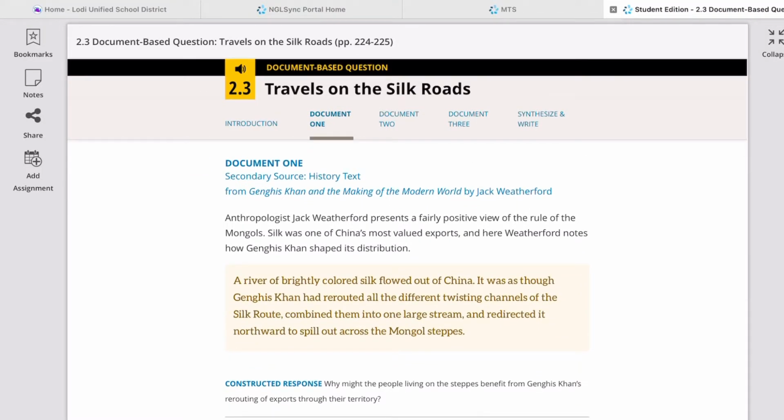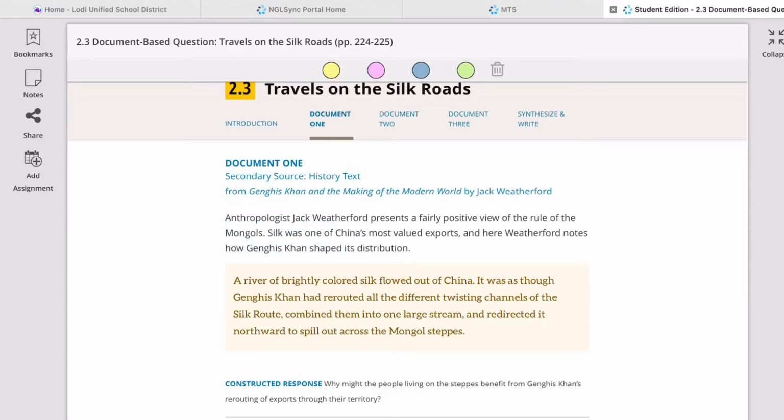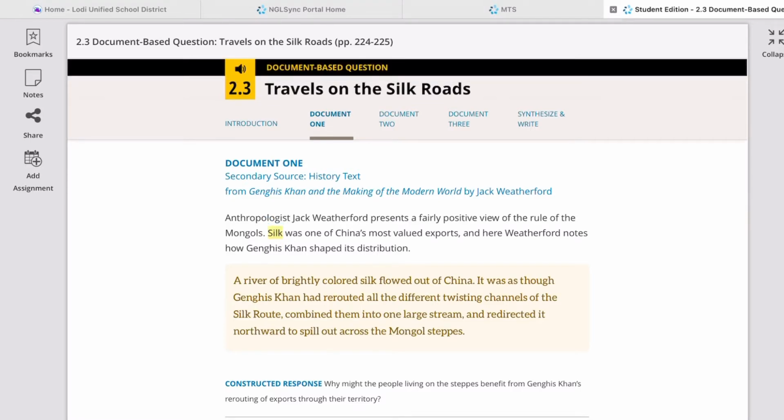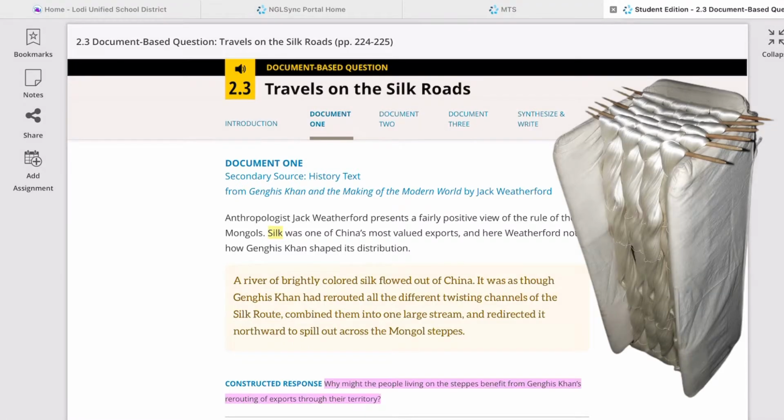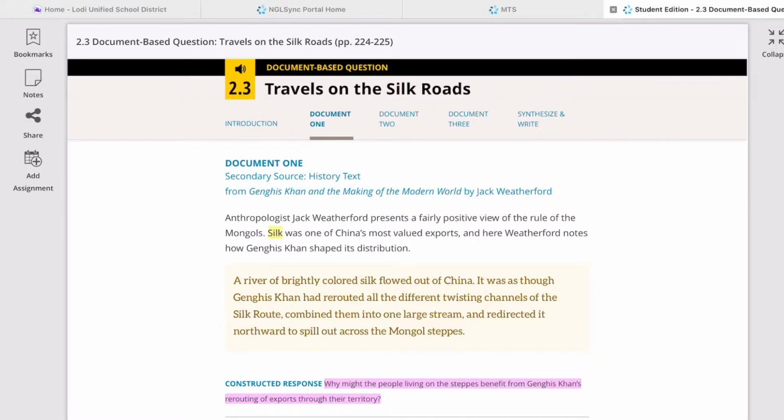The first one is from Genghis Khan and the Making of the Modern World by Jack Weatherford. It's important to be very clear that this is considered a secondary source document. Anthropologist Jack Weatherford presents a fairly positive view of the rule of the Mongols. Silk was one of China's most valued exports, and here Weatherford notes how Genghis Khan shaped its distribution. This is the excerpt of the first document.